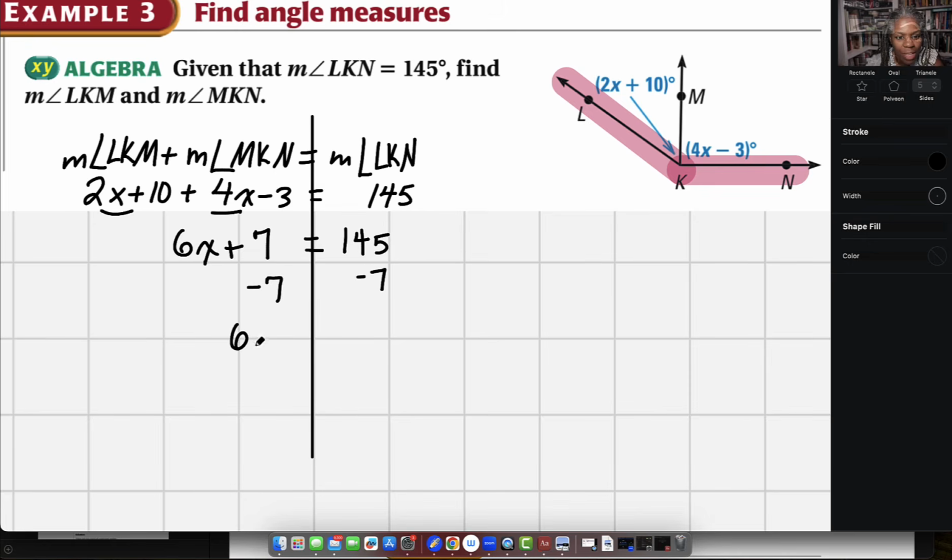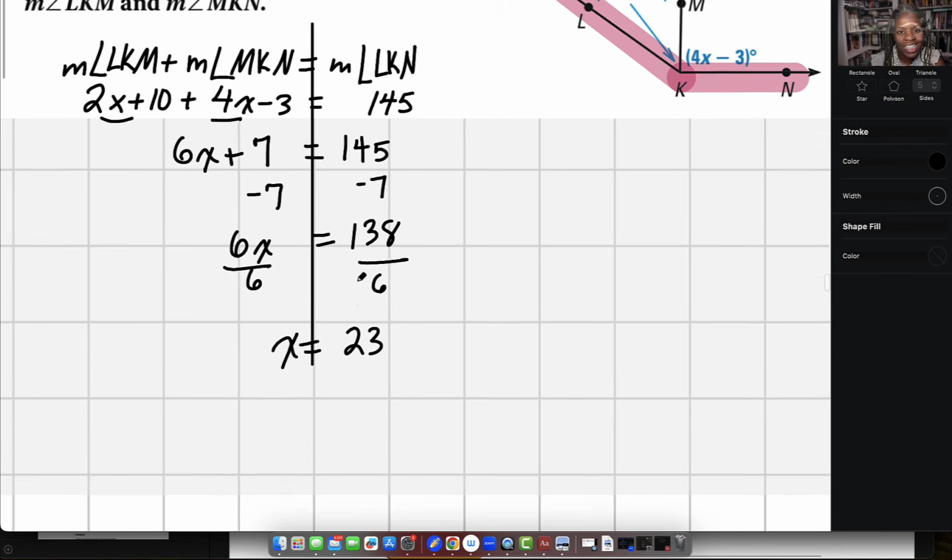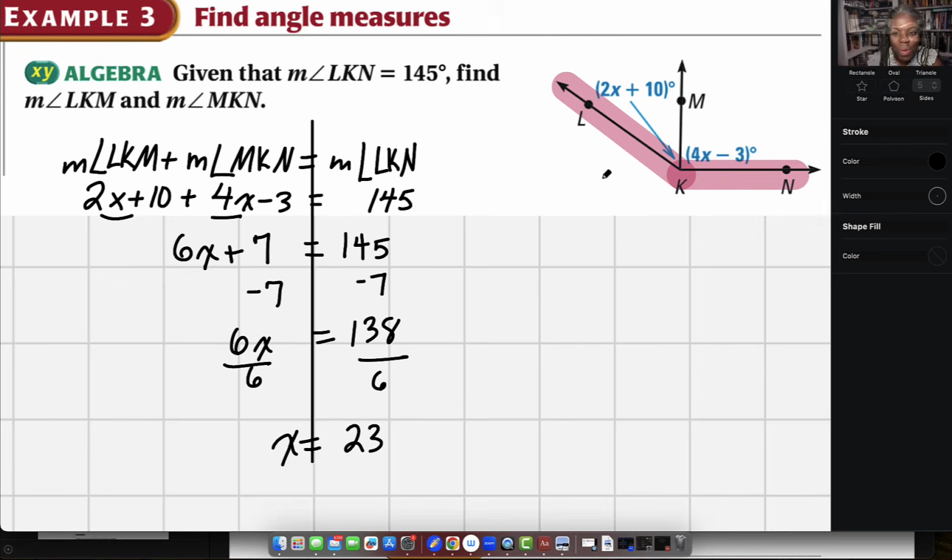When I do that, I'm left with 6x is equal to 138. I'm going to divide both sides by 6. After I've done that, I find out that x is equal to 23. So x is equal to 23, but we're not done. That's not what we were asked about. We were asked for the measure of this angle, LKM, and this angle, MKN. So let's go ahead and calculate that.